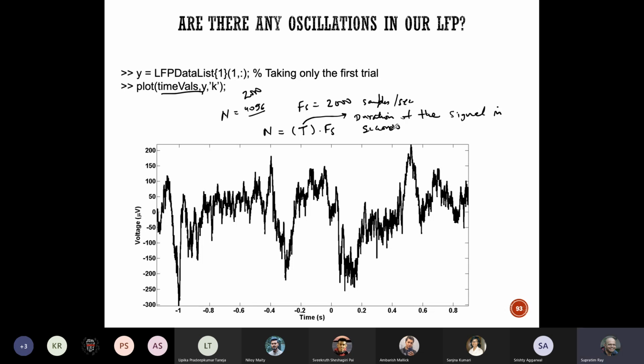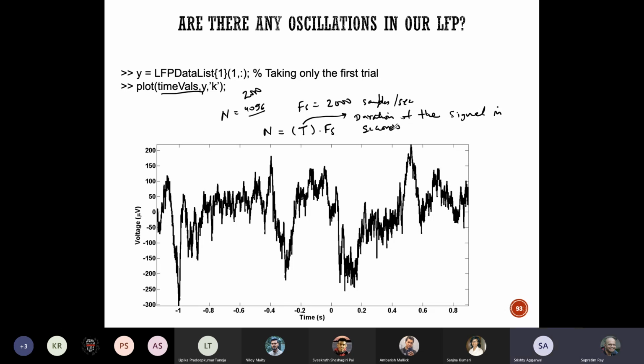So if I sample the signal for 3 seconds, so T is 3, I'll end up getting 6,000 samples. Right? Because each second I'm getting 2,000 samples. In 3 seconds, I'm going to get 6,000 samples. So the duration of the signal multiplied by fs gives you the total number of data points that I have. Is this fine? This is okay, right?